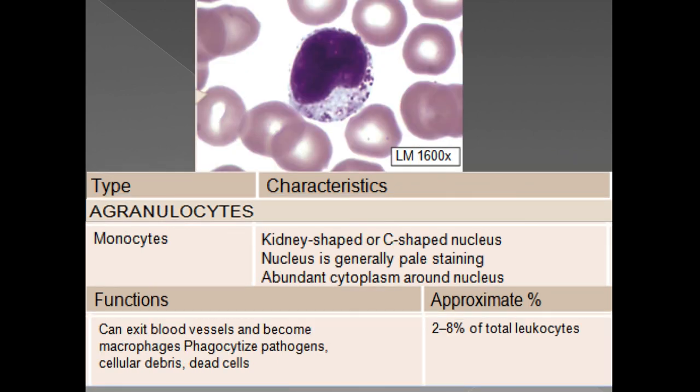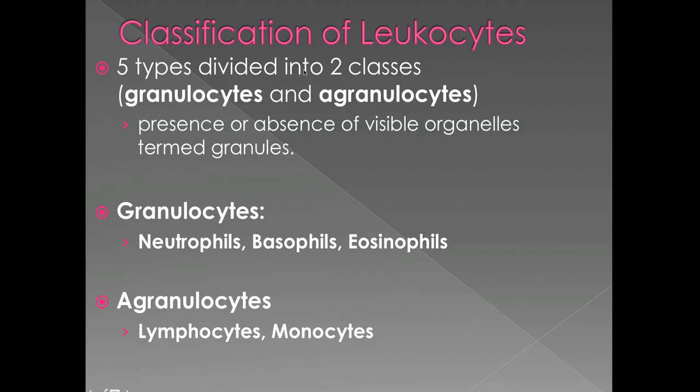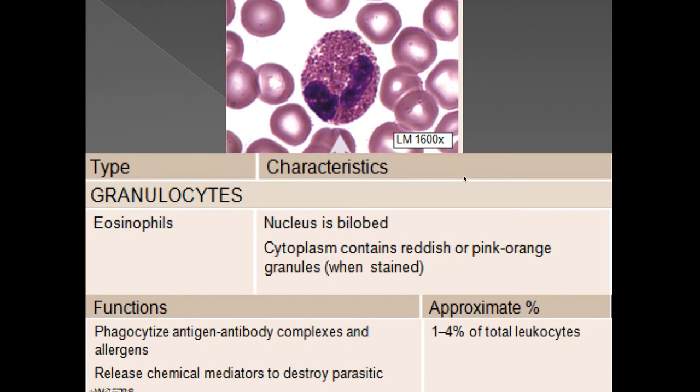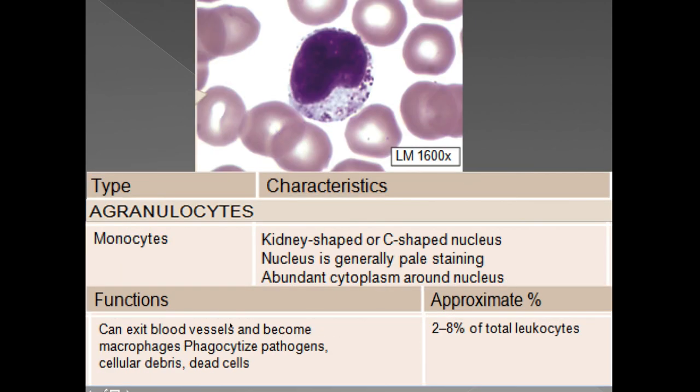The last agranulocyte is a monocyte, and monocytes are really large, and they have what we call a kidney bean-shaped nucleus. These are the cells that we were looking at earlier that are able to squeeze between the endothelial cells via the process of diapedesis and eat that bacteria. So these are phagocytic cells. You can see here they exit blood vessels and phagocytize pathogens, so eat dead cells or bacteria. These guys are right in the middle. They are not the most abundant or the least abundant, but right in the middle.